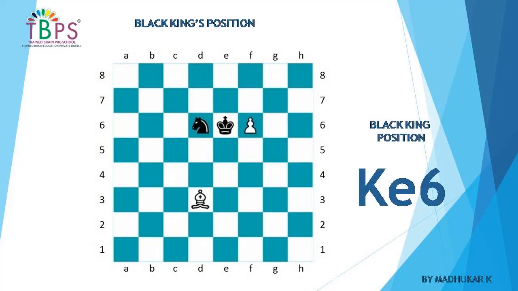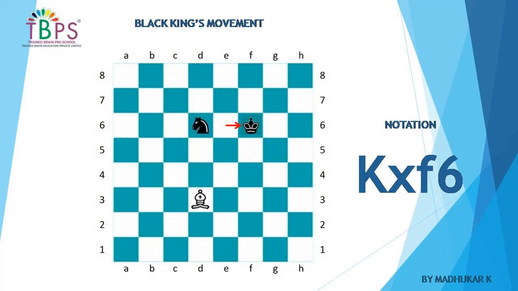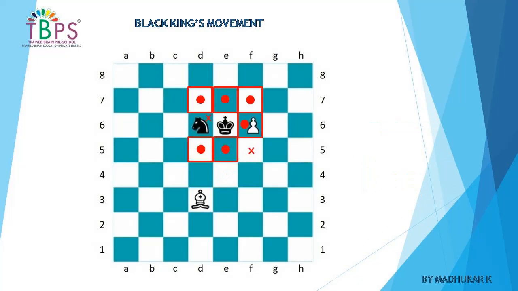The king which is on E6 can capture the pawn which is on F6. We know for capturing we have to add x to the notation for that move. So the notation we have to write is KxF6. So this king which is on E6 can move to 6 squares except the square where the black knight is placed and the square where the white bishop is controlling.